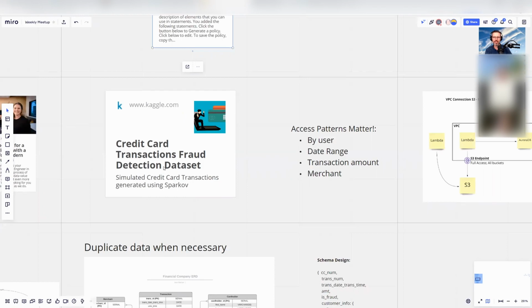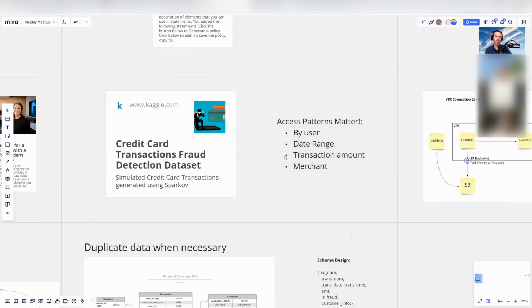Josh, for instance, uses a credit card transaction data set. And we said, okay, how does the customer usually query the data? So let's say you have a front end. What's going to happen? Usually the data is going to be queried by the customer. You will go by date ranges. Maybe they say, okay, last 2 months, the amount of the transaction, or maybe a merchant that the data is getting accessed by.